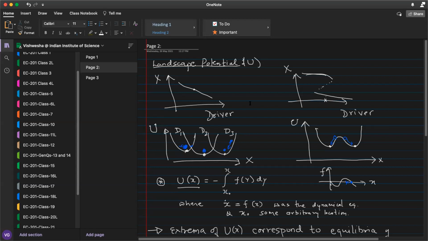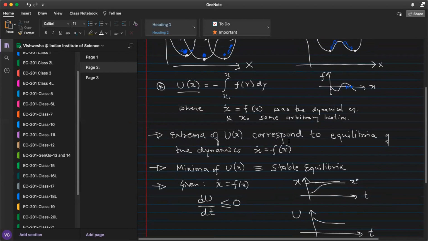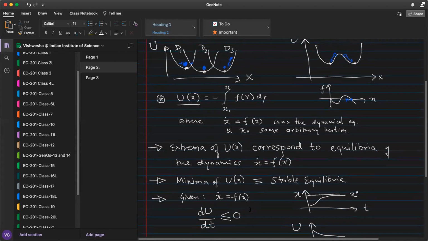This is also called a Lyapunov function in the mathematics literature. Lyapunov functions are basically artificial constructs. They don't necessarily always have a physical intuition behind them, and the only physical intuition that you should follow are these three: extrema of V(x) correspond to equilibria of the dynamics, minima are the stable equilibria, and dU/dt always decreases.